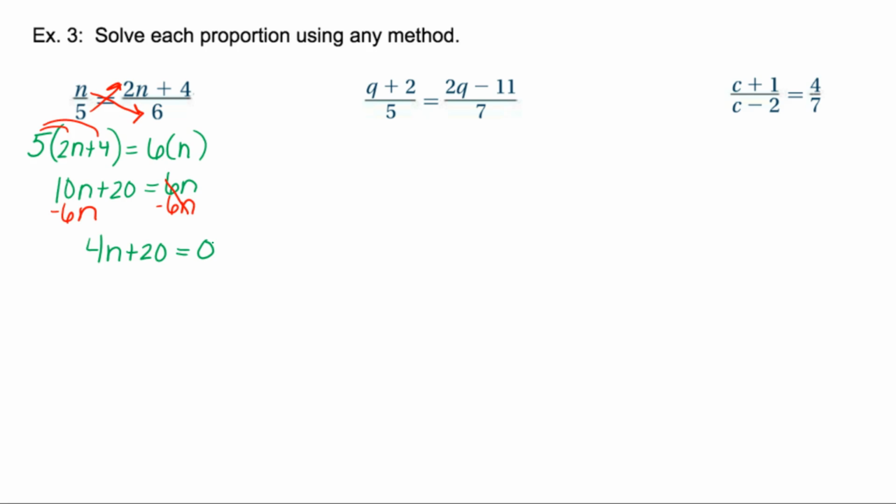Could you have moved your variable to the right? Absolutely. That's a choice that you can do. But if you move it to the left and everything disappears, you have to make sure and account for that 0. And then I'm going to subtract 20 from both sides, because again, my goal here is to get the variable by itself. So 4n equals negative 20. Divide both sides by 4. N equals negative 5.